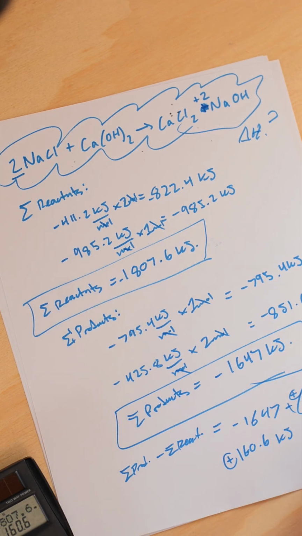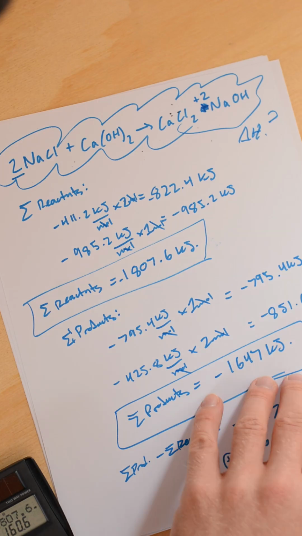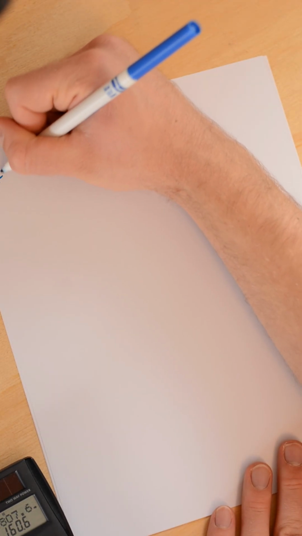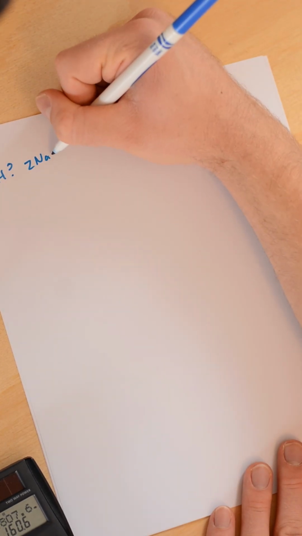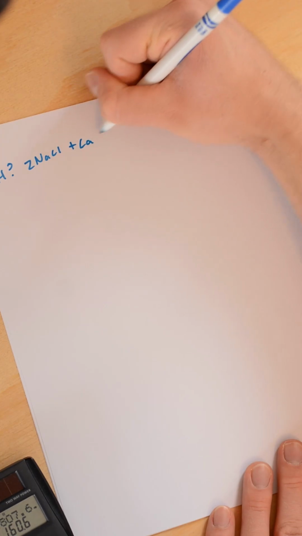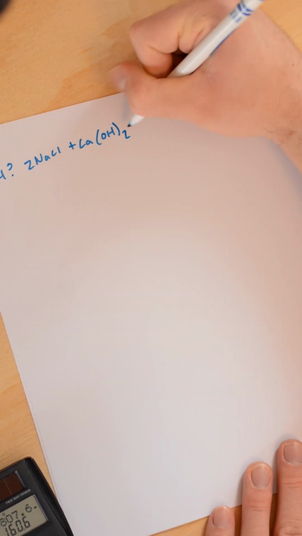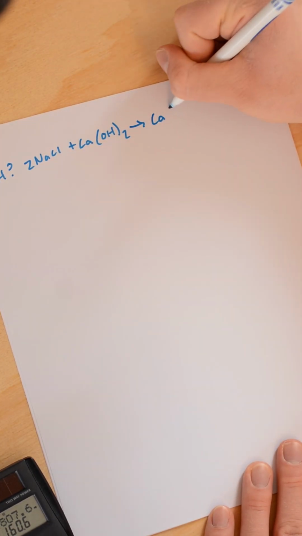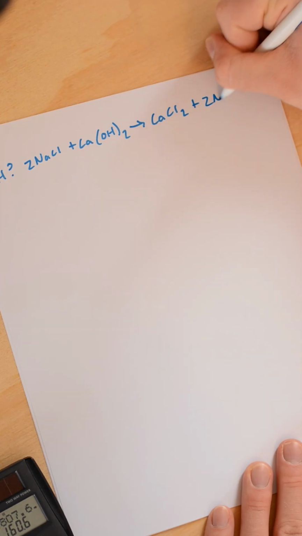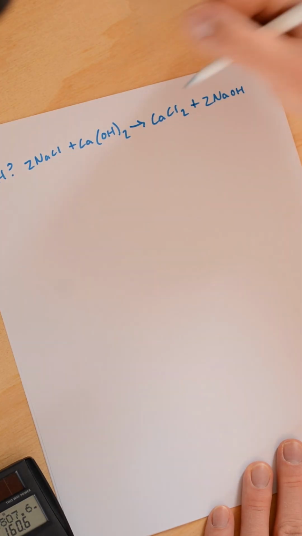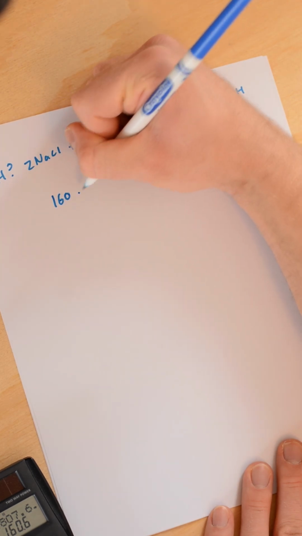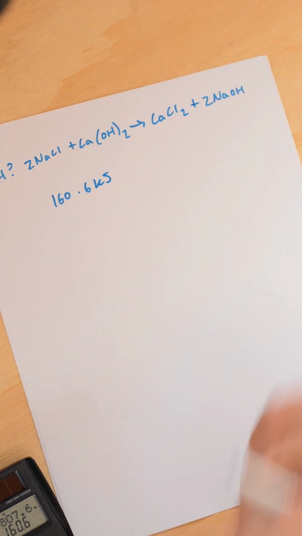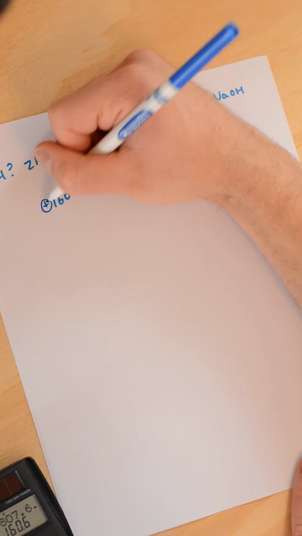So, returning to the original question, when they say, what is the delta H for the reaction, which we've now balanced, 2NaCl plus Ca(OH)2 gives calcium chloride plus 2NaOH. The delta H is 160.6 kilojoules. Now let's talk a little bit more about why this is positive.